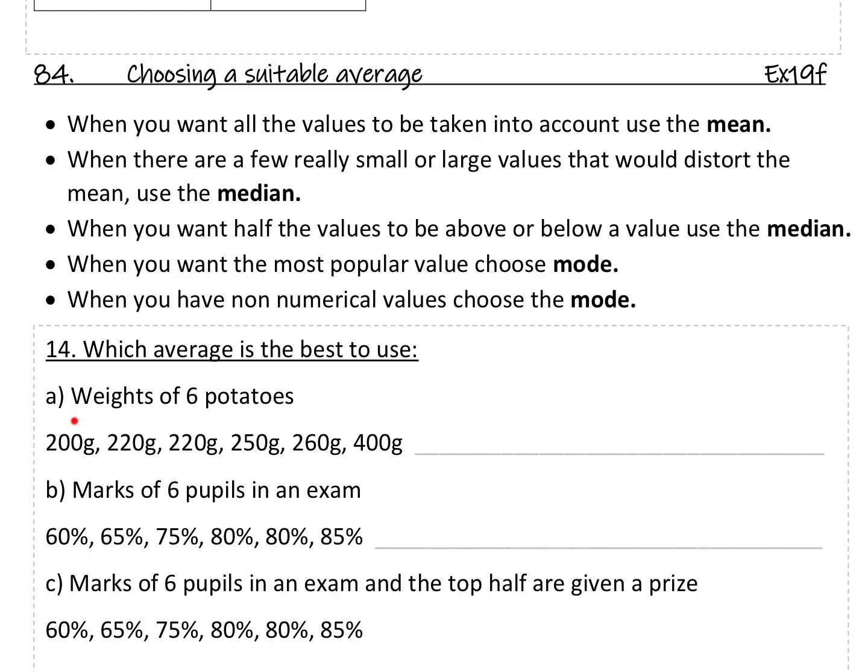Right, so which is the best average to use in this scenario? The weights of potatoes. So the context is weight, and then we look at the weights. To me, I can see the 400 looks a lot bigger than the other ones, okay? So are these baby potatoes, and this is a normal size potato, or maybe these are normal size potatoes and this one here is a baking potato, a really large one? It looks to me like this 400 stands out, that it's going to really distort the mean if I said the mean.